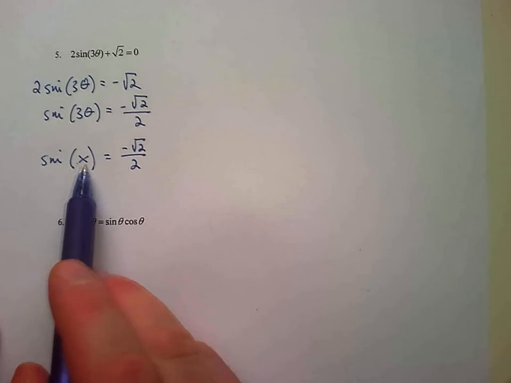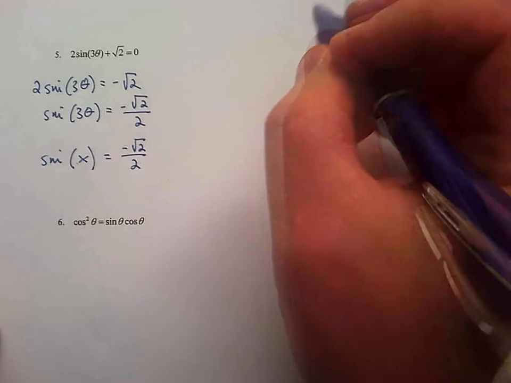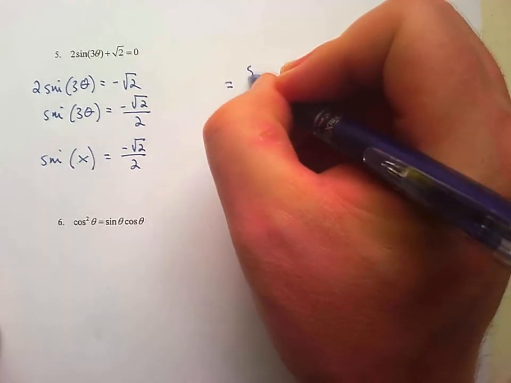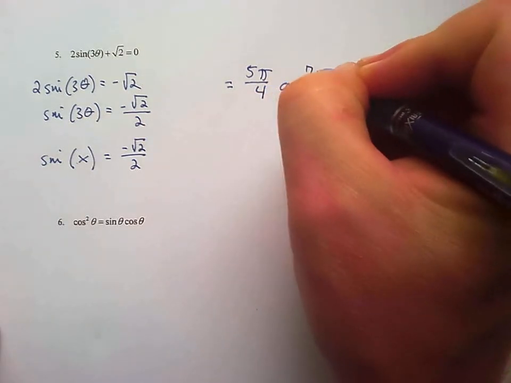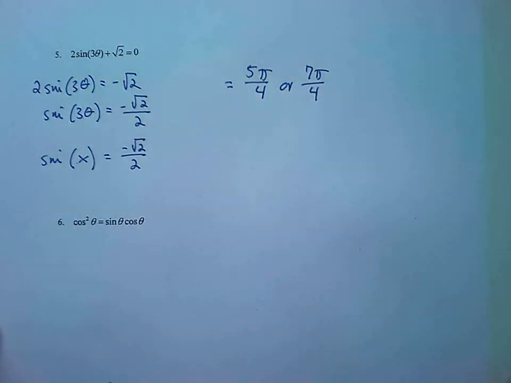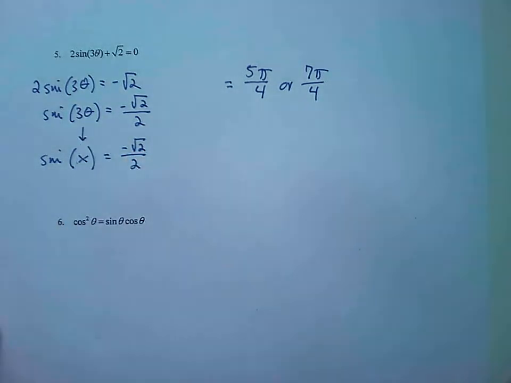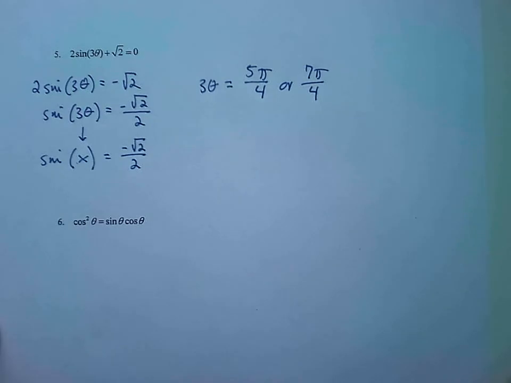Well, what does x have to be in order for our solution to be negative square root of 2 over 2? Well, we would have to have it equal to 5 pi over 4 or 7 pi over 4. So x would have to be equal to this. And obviously now I simply substituted in x for 3 theta. So therefore I'm just going to say that 3 theta has to be equal to this.